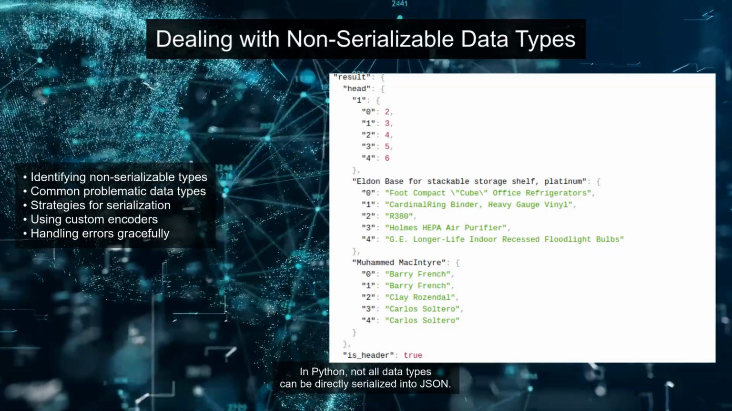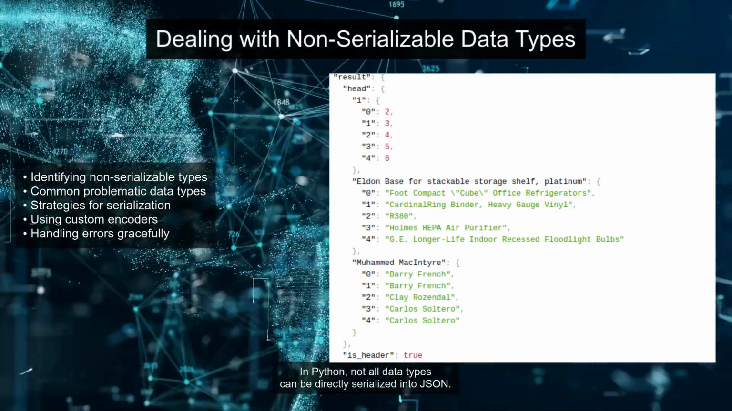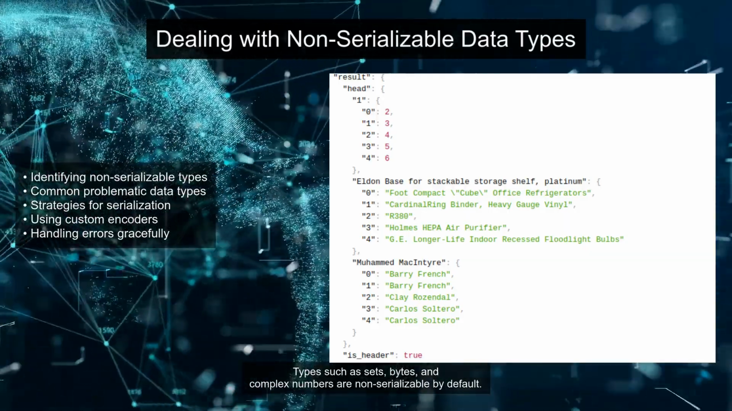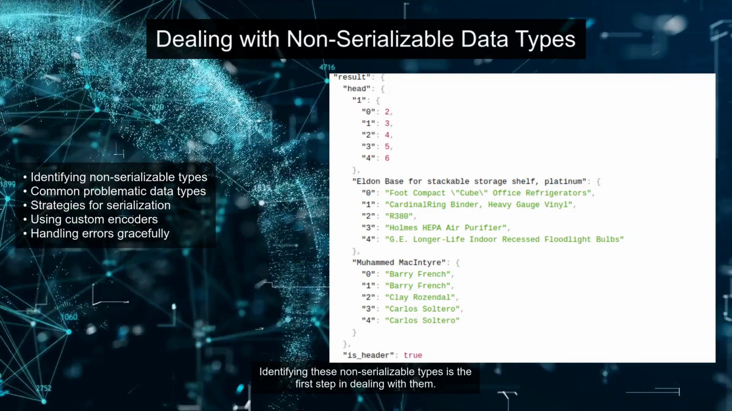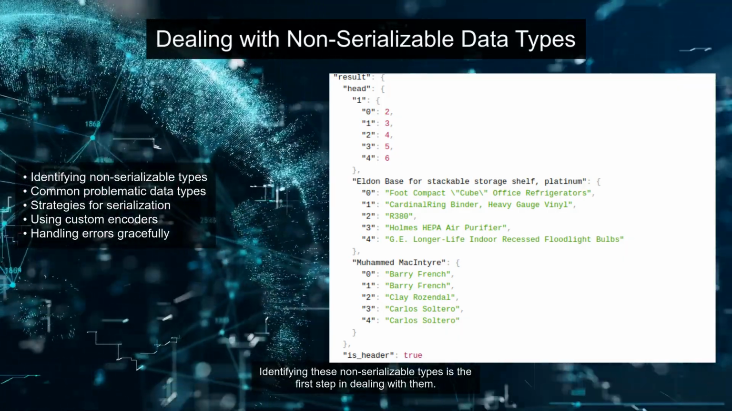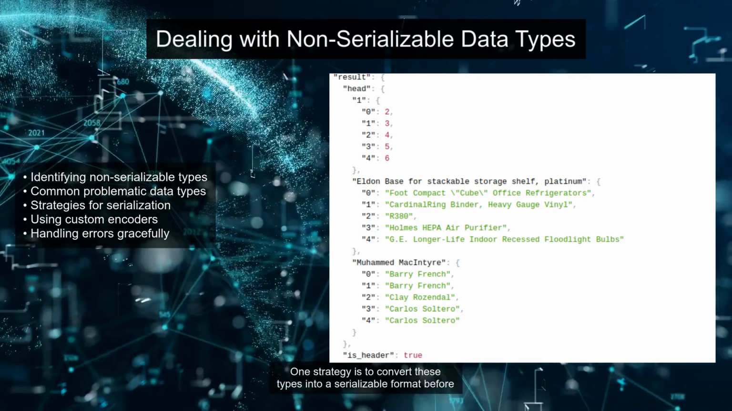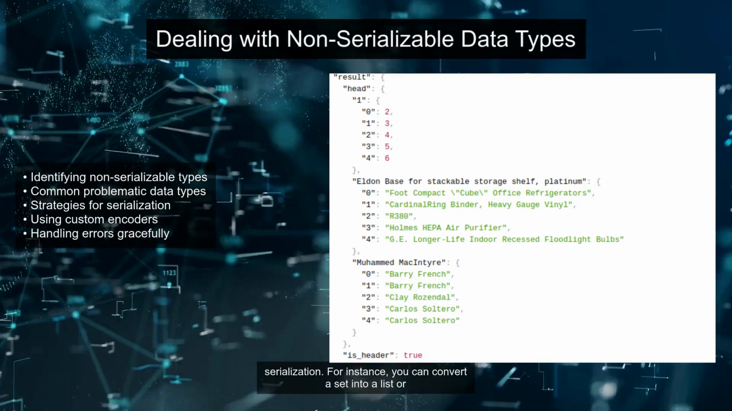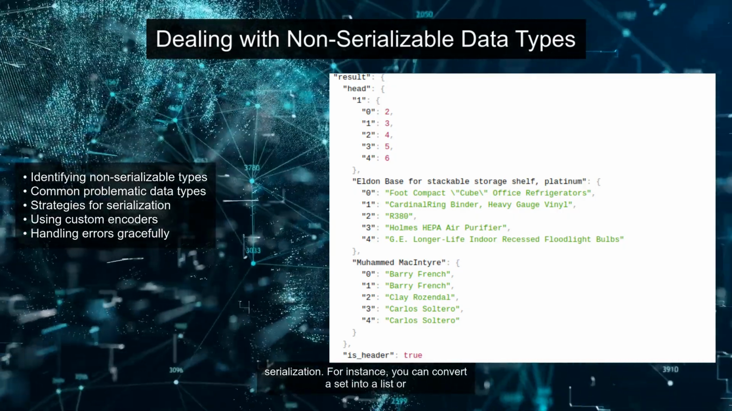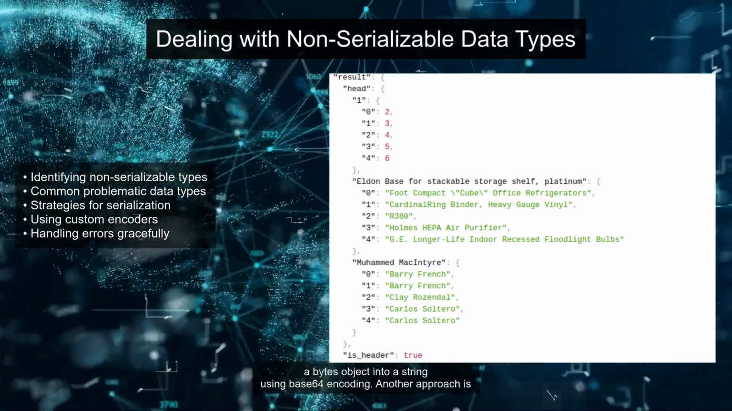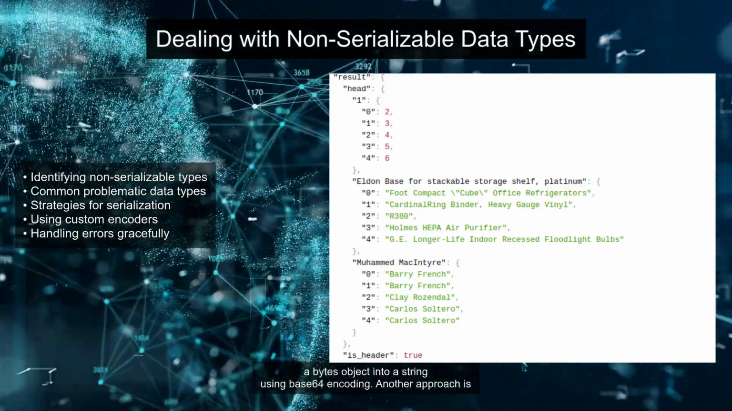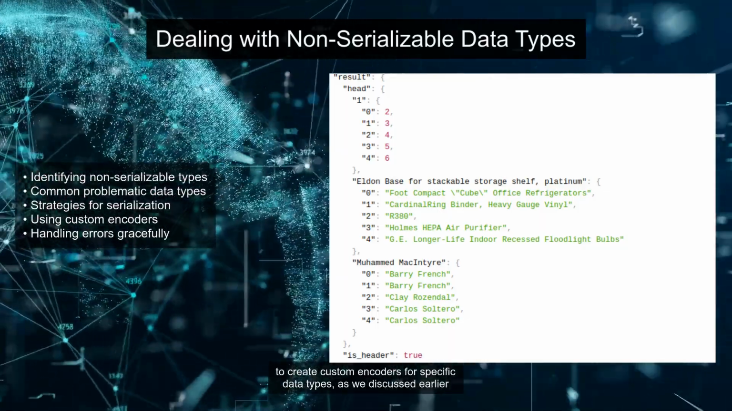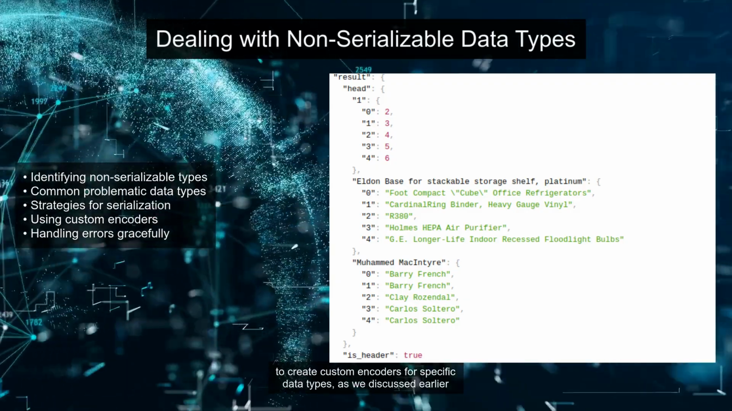In Python, not all data types can be directly serialized into JSON. Types such as sets, bytes, and complex numbers are non-serializable by default. Identifying these non-serializable types is the first step in dealing with them. One strategy is to convert these types into a serializable format before serialization. For instance, you can convert a set into a list or a bytes object into a string using base64 encoding. Another approach is to create custom encoders for specific data types, as we discussed earlier with JSONEncoder subclassing.